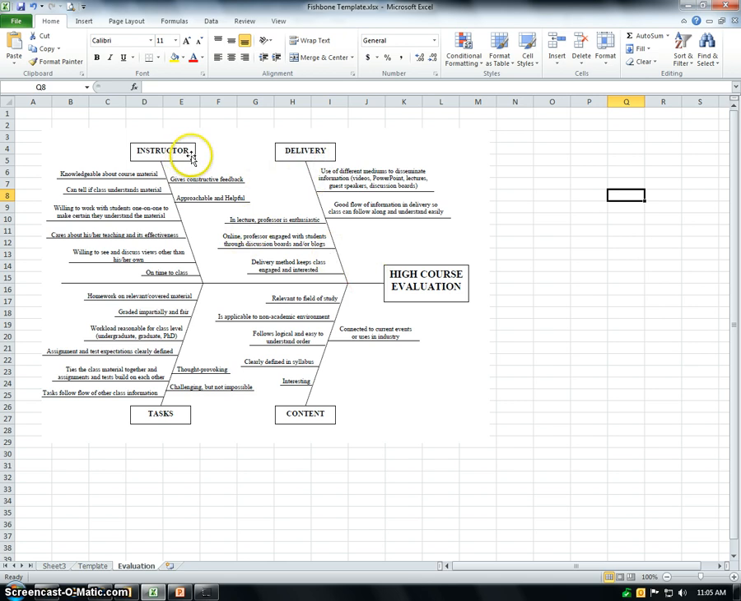There were 4 cause categories. There's no magic to the number 4. It just so happened that I used an example with 4 and they had 4. They said there were things related to the delivery, how the instructor delivered the material. Obviously things related to the instructor. Some causes related to the tasks that were being assigned, and some causes related to the content itself. So I don't need to read through all of these, just show you a couple of examples.